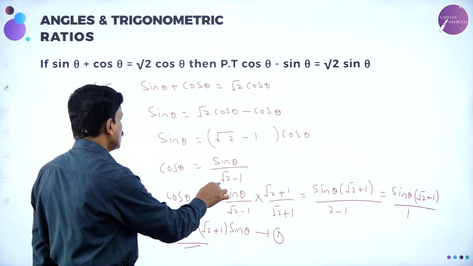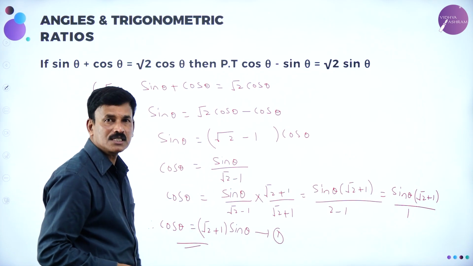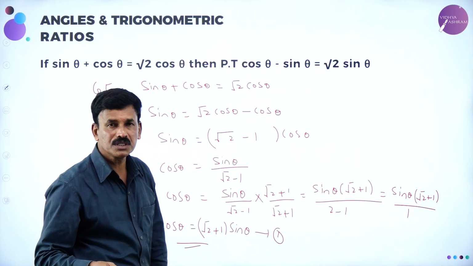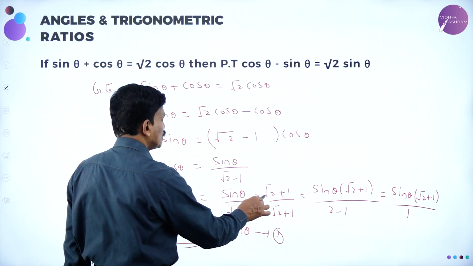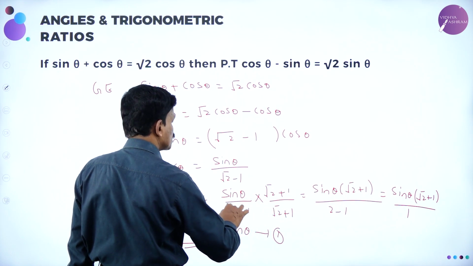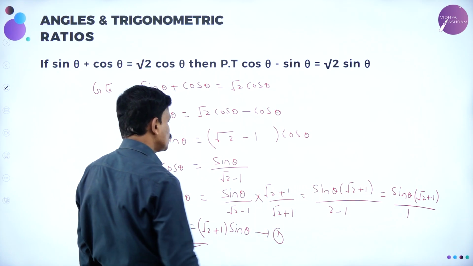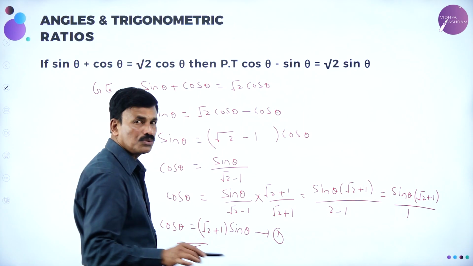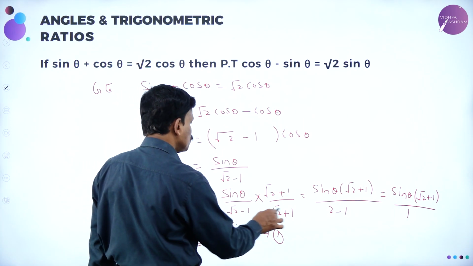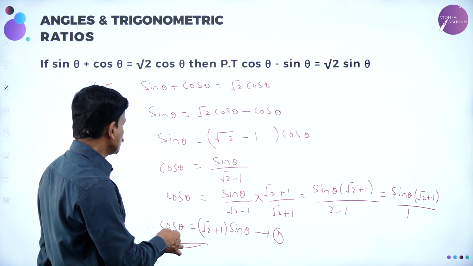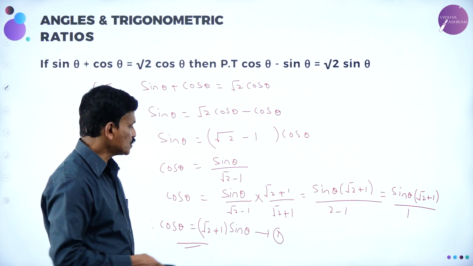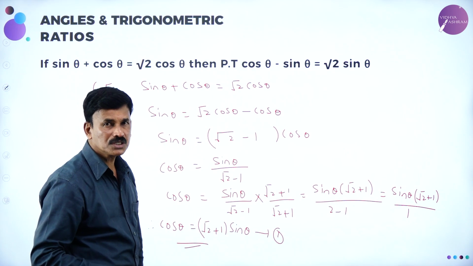Now rationalize the denominator. Just multiply and divide both numerator and denominator by root 2 plus 1. Sin theta by root 2 minus 1 into root 2 plus 1 by root 2 plus 1. The numerator is same, sin theta into root 2 plus 1. Root 2 into root 2 is root 4, square root of 4 is 2, 2 minus 1. 2 minus 1 is 1. So therefore, cos theta can be written as root 2 plus 1 into sin theta. Let us represent this as equation number 1.